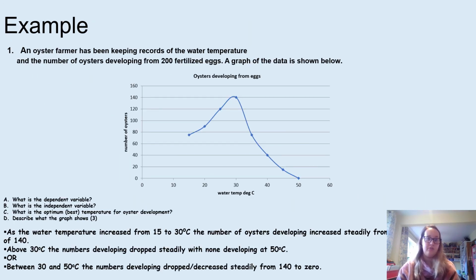For example, this is the first question on the sheet that you've got. So an oyster farmer has been keeping records of the water temperature and the number of oysters developing from 200 fertilised eggs. A graph of the data is shown below, so that is here. So you've got number of eggs on the y-axis and the water temperature in degrees Celsius. So your dependent is on the y-axis and then your independent is on the x. So you need to go through what the independent and dependent variables are, the optimum temperature, and what the graph shows. So describe what the graph shows.